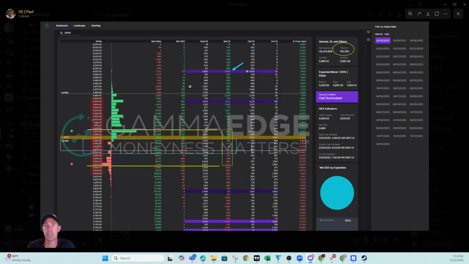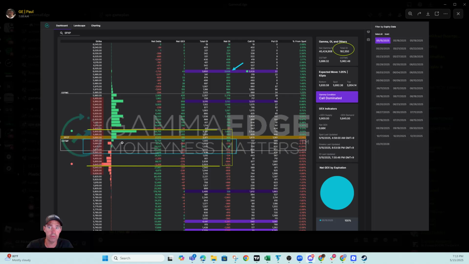And then we headed into our SPXP, our dissection of what we're going to do for the day and how we're going to lay out our trading plan. Call dominated, above and below spot price. Again, the theme across the board. So you should be looking to buy pullbacks into those key gamma delta levels.